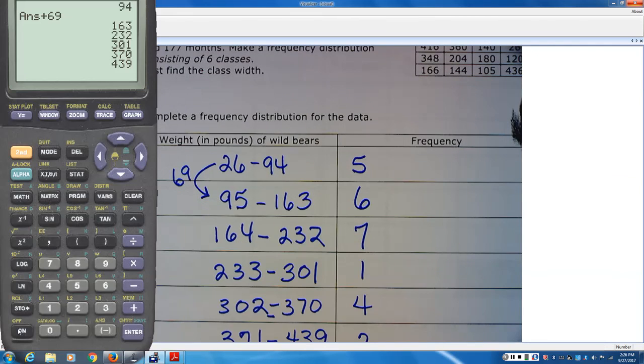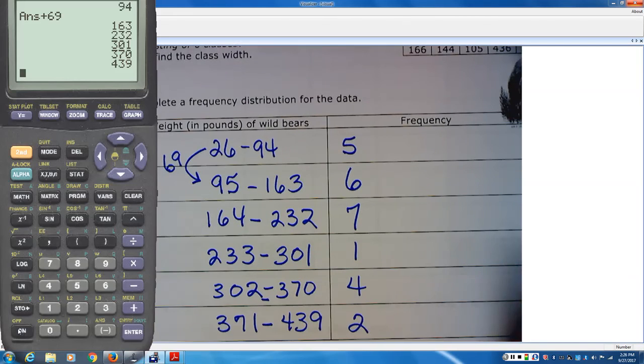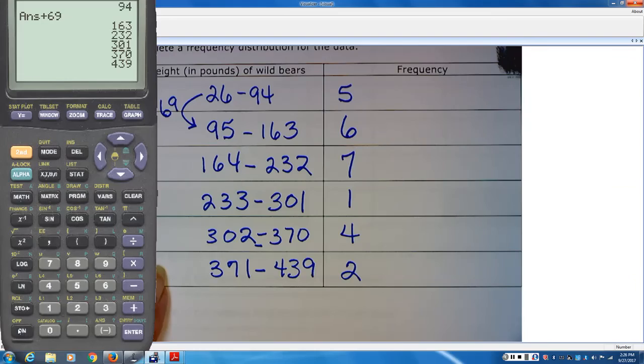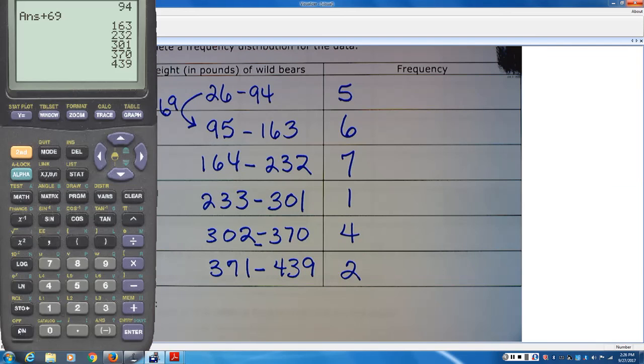I want to use the calculator assuming that I no longer have the data. I collected the data, I wrote it out on a piece of paper, and I lost it. But I have this frequency distribution we made. Can I still calculate mean, median, mode, standard deviation, five-number summary? You need the midpoints, good.